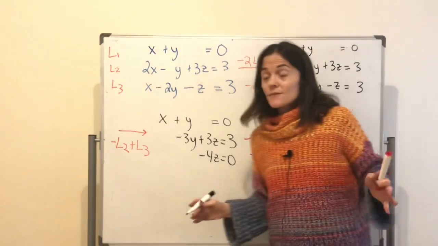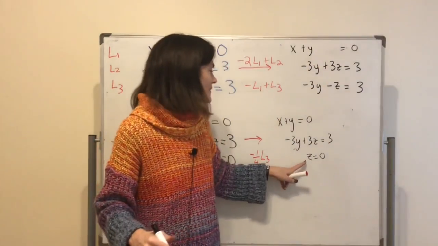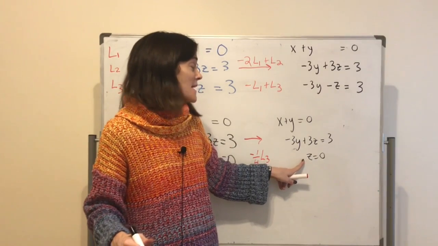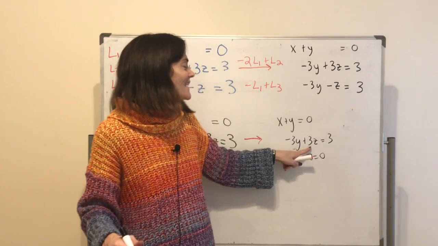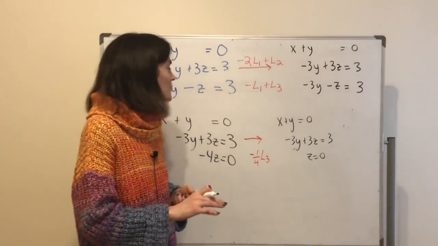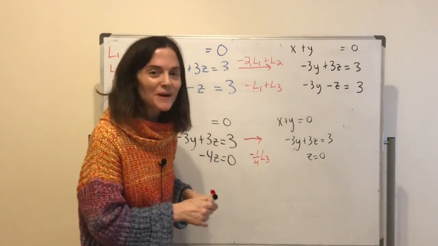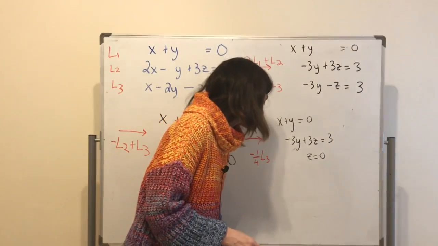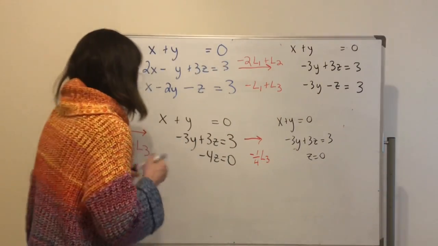And I could go through the steps of multiplying, what would I multiply? Minus 3 times this row added here. And then working our way back up, which I'll do in the next one. It'll be a little more complicated, but this is fairly easy to solve. You see, we see z is 0.